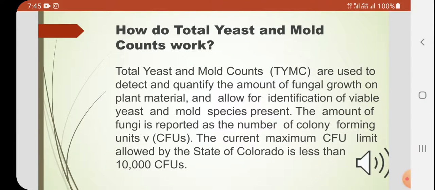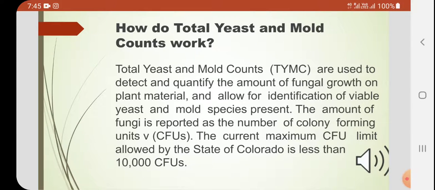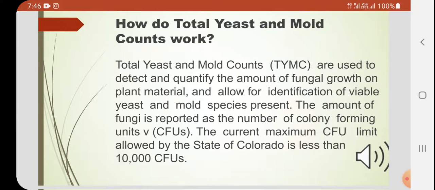How does total yeast and mold count work? Yeast and mold count (TYMC) is used to detect and quantify the amount of fungal growth on plant material and allow for identification of viable yeast and mold species present. The amount of fungi is reported as the number of colony forming units, CFUs. The current maximum CFU limit allowed by the state of Colorado is less than 10,000 CFUs.